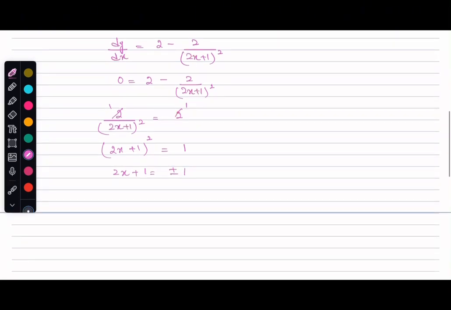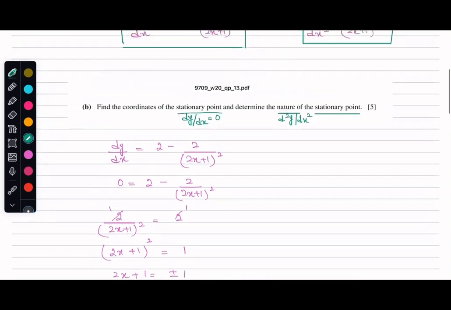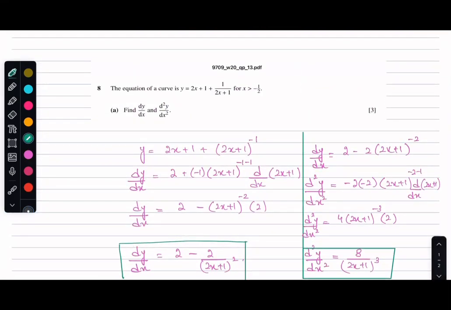So solving it further, I can say it's 2x, which is equal to 1 minus 1, and also I can say it's 2x, which is equal to negative 1 and negative 1. So from here our x becomes 0, and 2x then becomes negative 2, or x then shall be equal to negative 1. So these are the two stationary points that I have for this question. But if we look at the question, it has already said that x needs to be greater than negative 1 by 2.